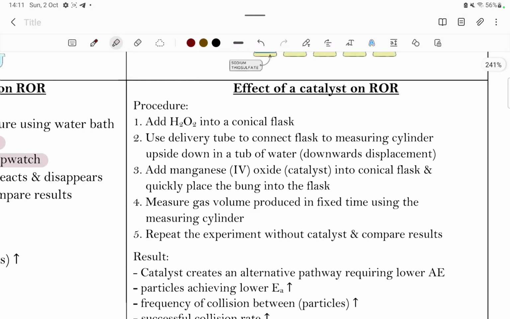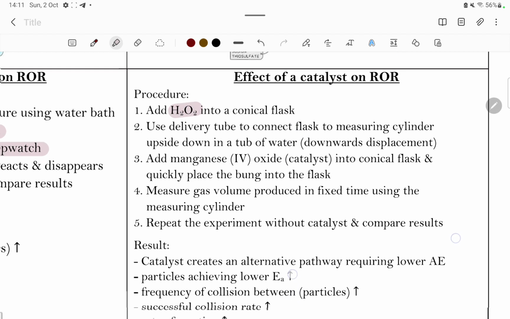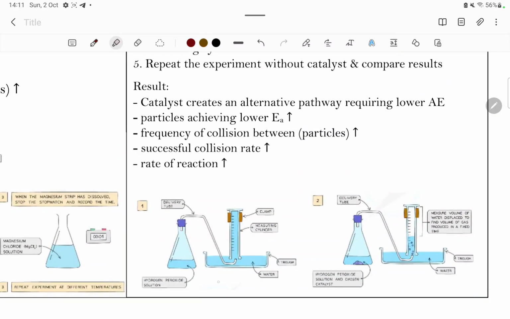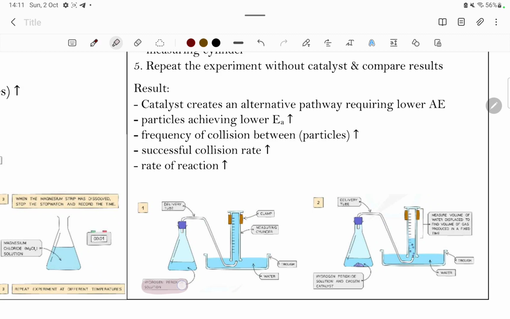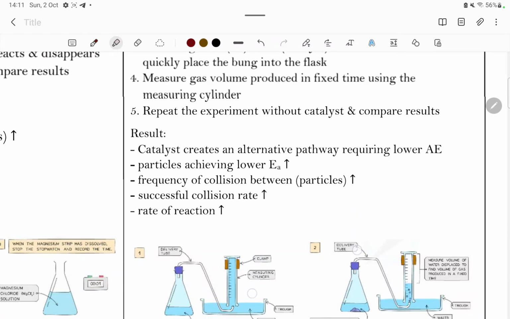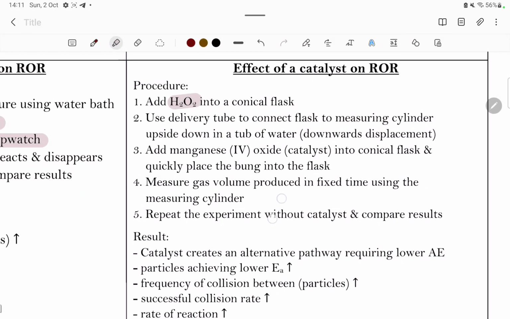Lastly, effect of catalyst on rate of reaction. So this one, you add in H2O2 first, hydrogen peroxide, and then after that use a delivery tube. More or less the same setup but just that this one is hydrogen peroxide solution, and then after that we add in the catalyst. This catalyst is actually magnesium oxide. So we do two sets.